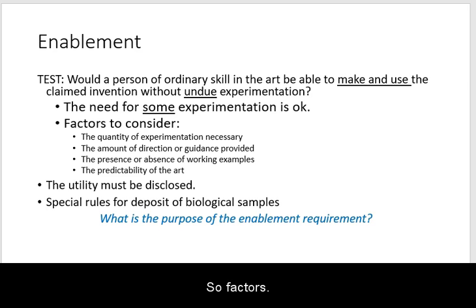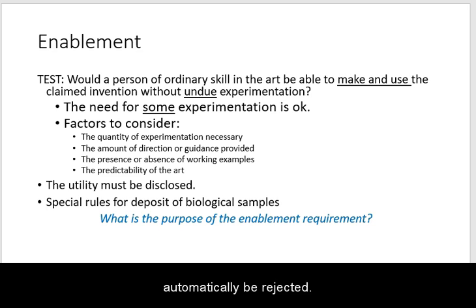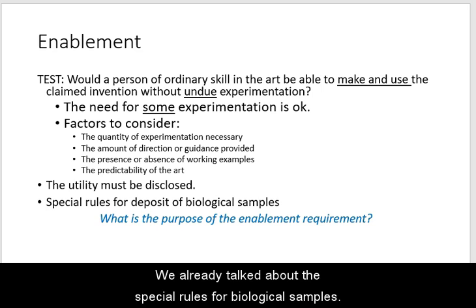So factors: quantity, amount of direction or guidance, the presence or absence of working examples in the patent or patent application, and the predictability of the art. Utility must be disclosed. Remember, if you do not disclose a utility, your patent will automatically be rejected. And we already talked about the special rules for biological samples.